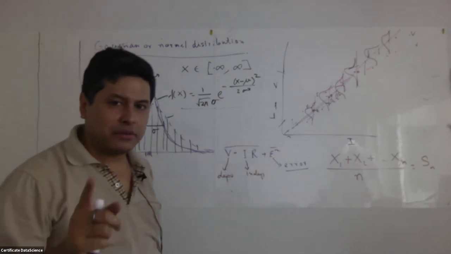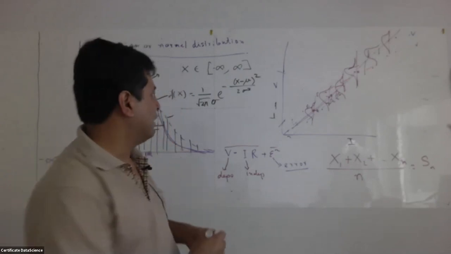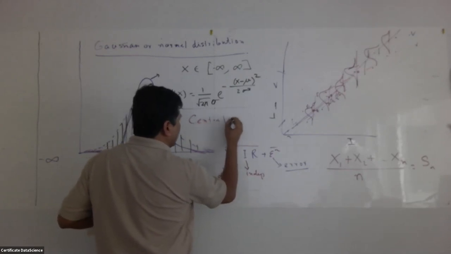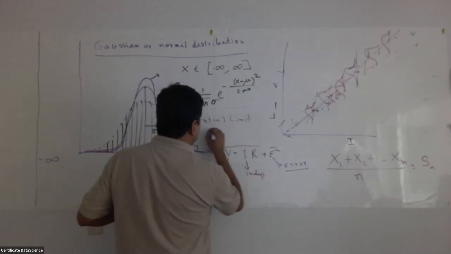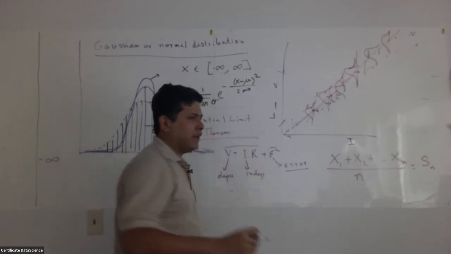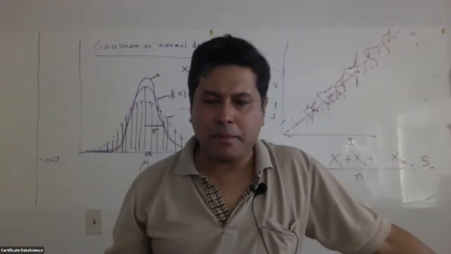Now I'm going to tell you a very interesting theory. It's called the central limit theorem. So think about a noise, right? Maybe there are many sources of noise.